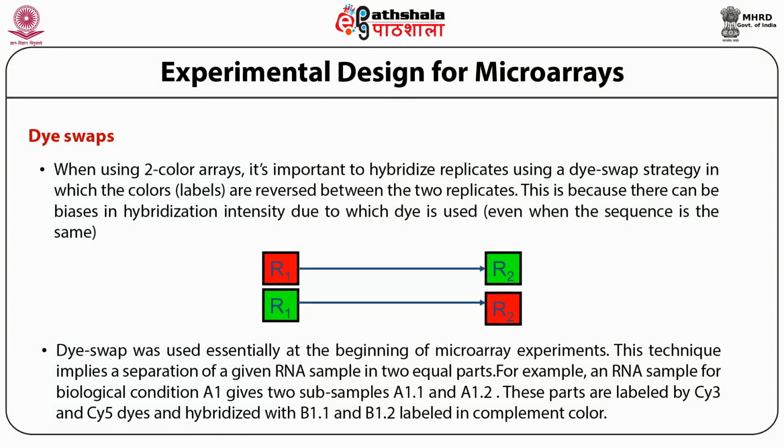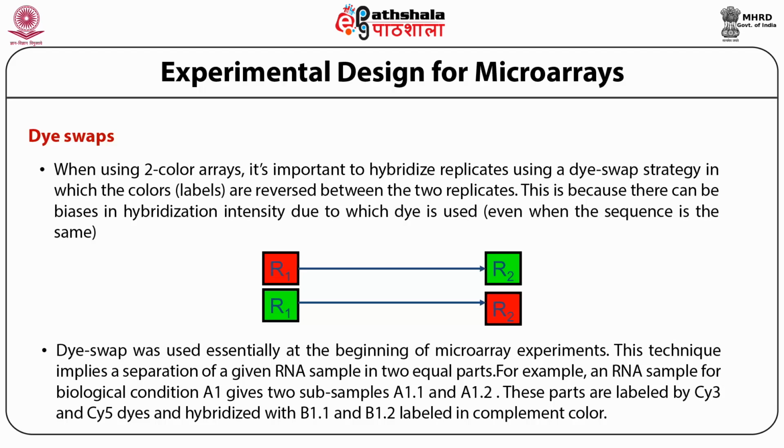So we are talking about dye swaps. As I mentioned earlier, we have two samples, the control sample and the test sample, and they are labeled with two different dyes. The control sample is labeled with the red dye and the test sample is labeled with the green dye, and then we take these samples and hybridize them on an array. In the next round, we redo the same experiment by swapping the dyes. Now the control gets the color that the test had in the previous experiment.